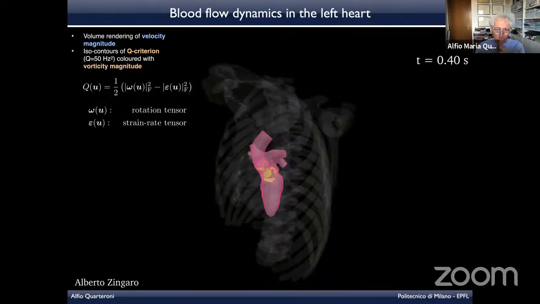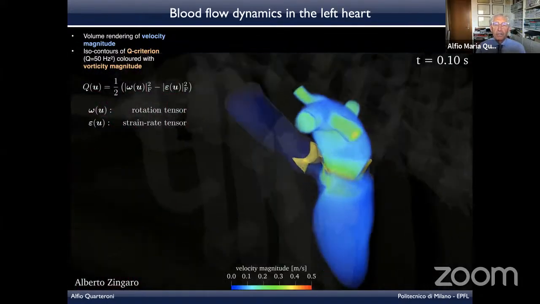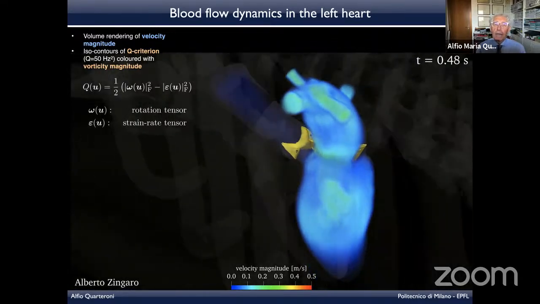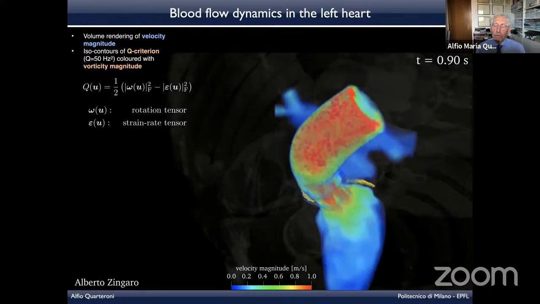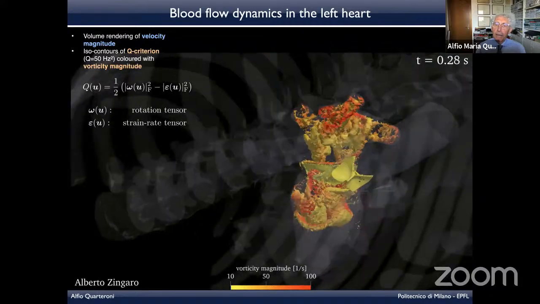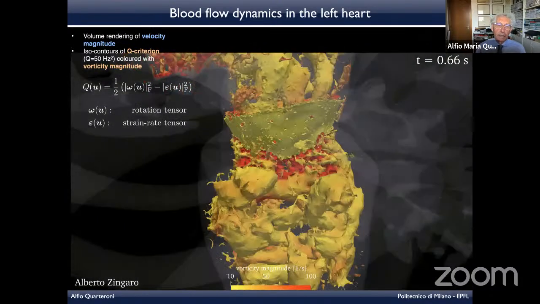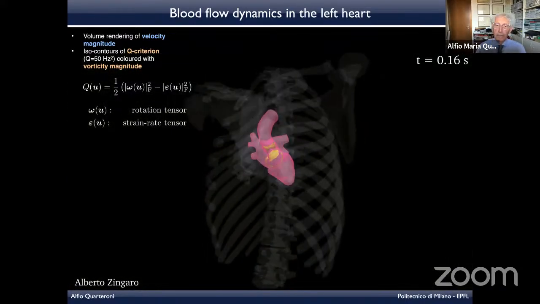This is the result that we obtain when we connect it with the external circulation. Again, it is a three-dimensional analysis for the blood flow and the contraction in the left heart, and you don't see it, but this is connected with the zero-dimensional circulation of the rest of the body.